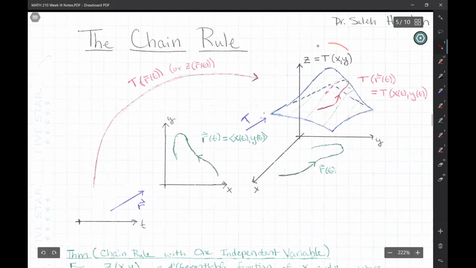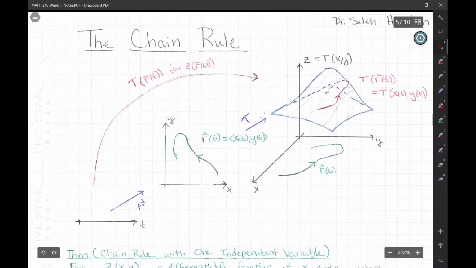So take a look at this graph over here in blue. Suppose this is a temperature graph, okay? That in blue is a temperature graph for any particular point x, y. That point gets mapped up to a certain temperature. You can think about this as, say, a map of a campus, for example, and at each point in the campus, you get a particular temperature.